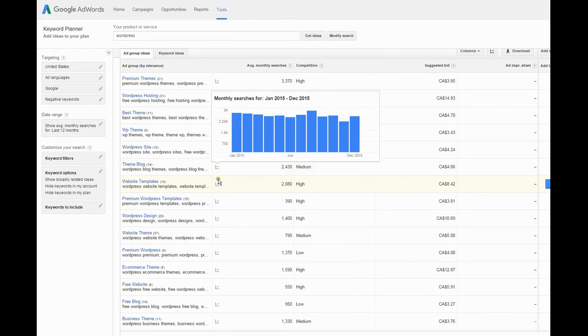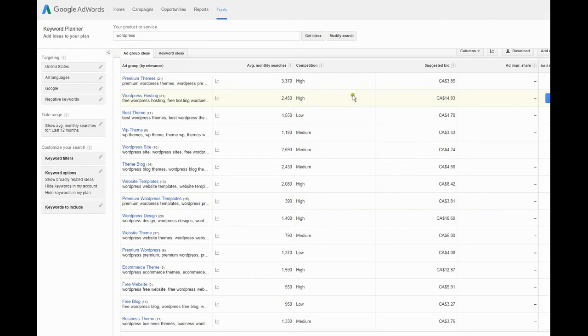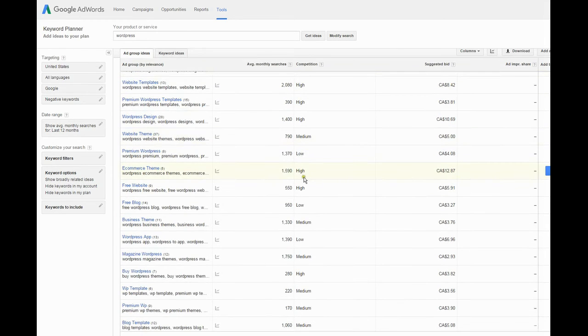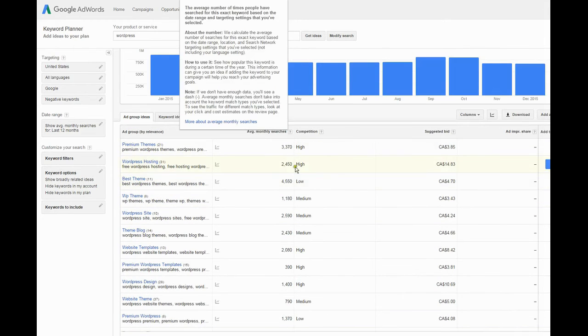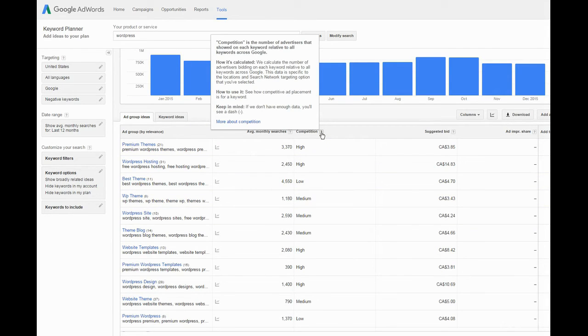So this grouping idea gives us a much better idea of what direction we can go. We can also see the average monthly searches. Again, going back to that idea that we want to ultimately have something that has a lot of searches, but with little competition. So this is something that we can look at, and we can see competition for bidding.